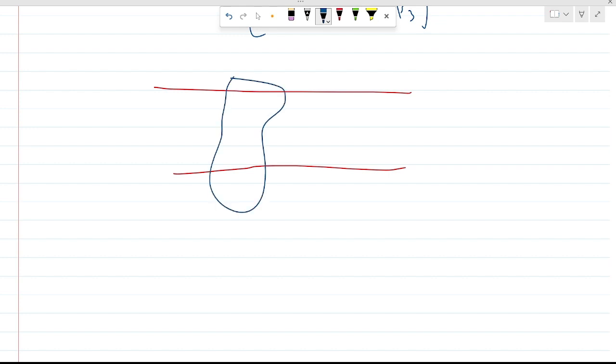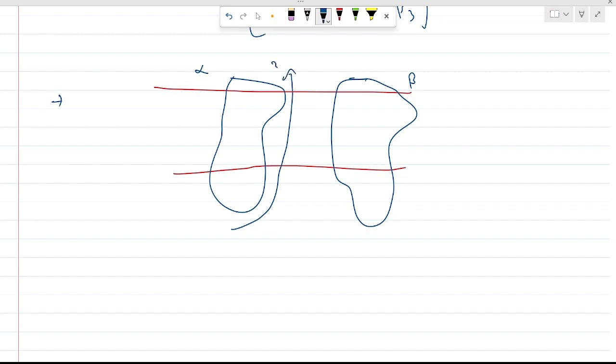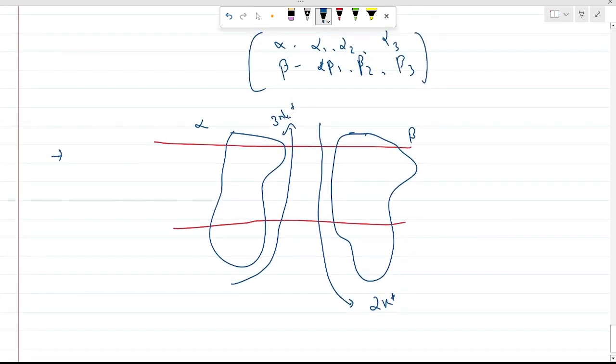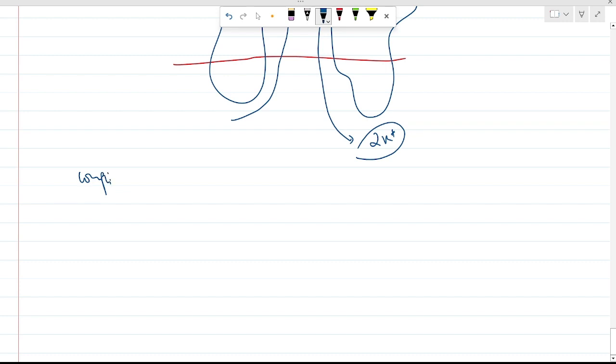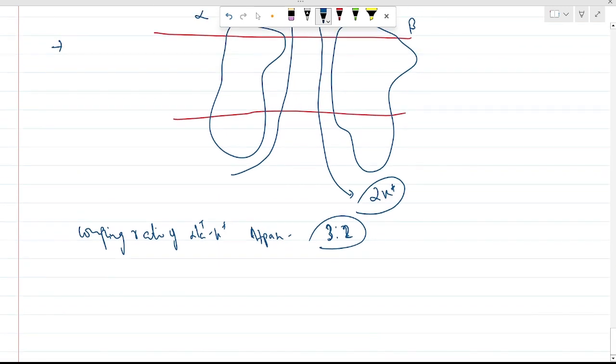This is the alpha subunit, this is the beta subunit. Sodium potassium ATPase, as we know, transports 3 sodium ions to the outside, and in exchange it transports 2 potassium ions inside. It's a very common fact. So we have a coupling ratio here, the coupling ratio of sodium potassium ATPase, which is 3:2. Remember, 3:2, not 2:3. It's always 3:2, the coupling ratio.